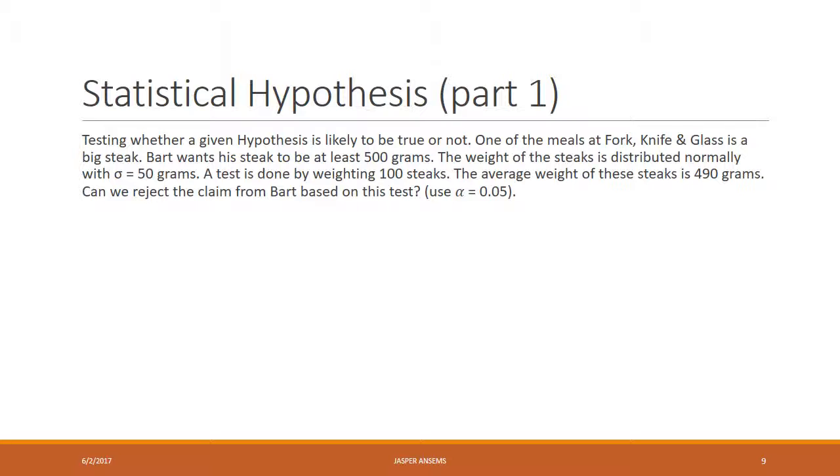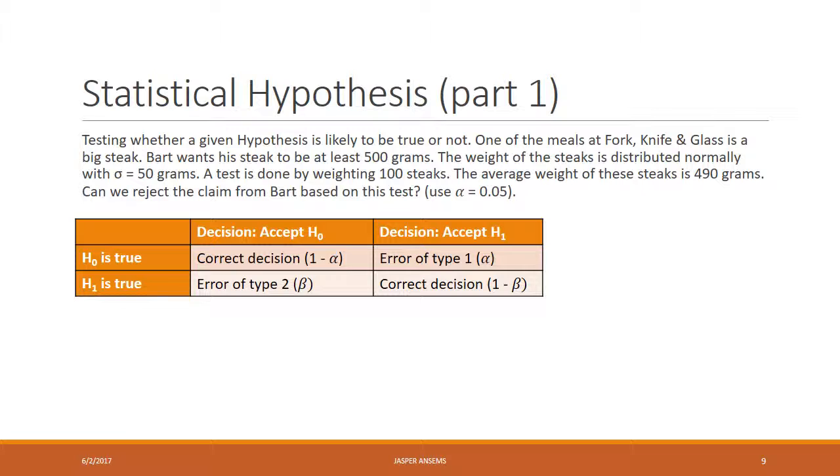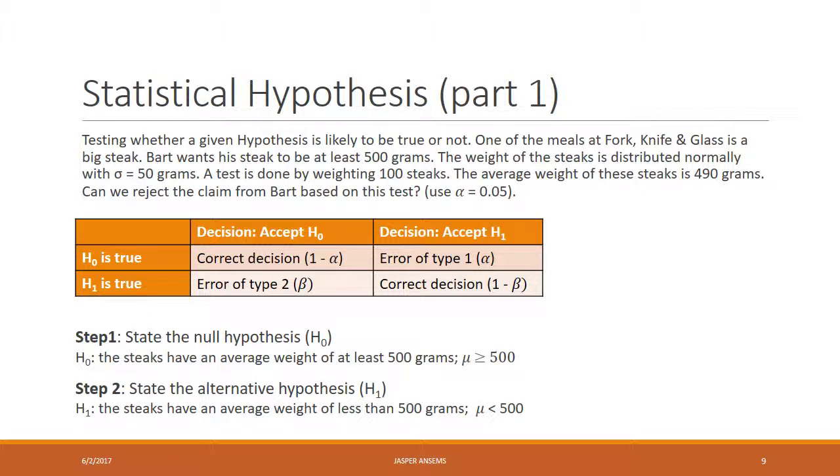So to decide if we can reject it, we need to take a couple of steps. First of all, here's a small table of the results we can possibly get. And the first step is to state the null hypothesis. So the null hypothesis is the steaks have an average weight of at least 500 grams. The mean is 500 or more. Step 2 is state the alternative hypothesis. The steaks have an average weight of less than 500 grams, so the mean is lower than 500.